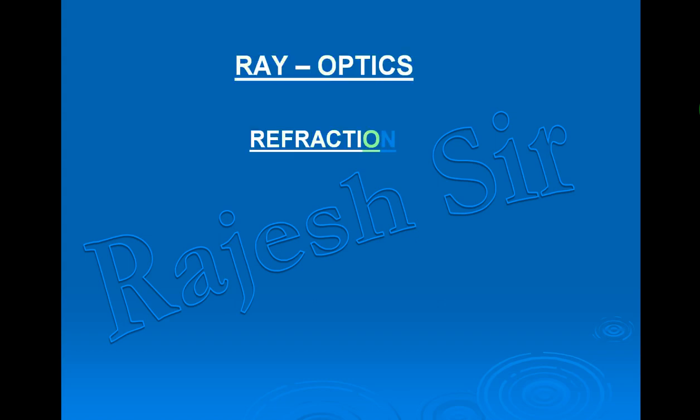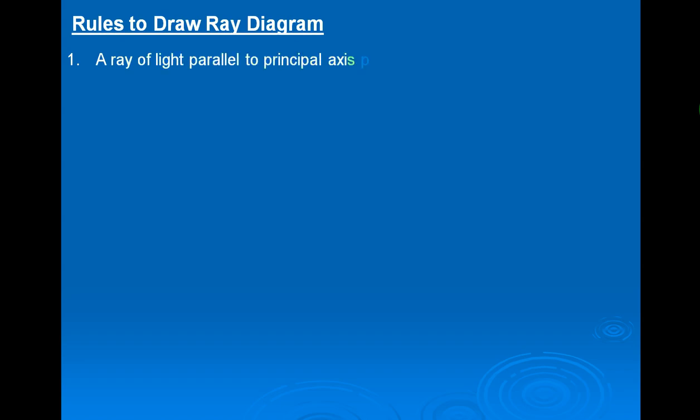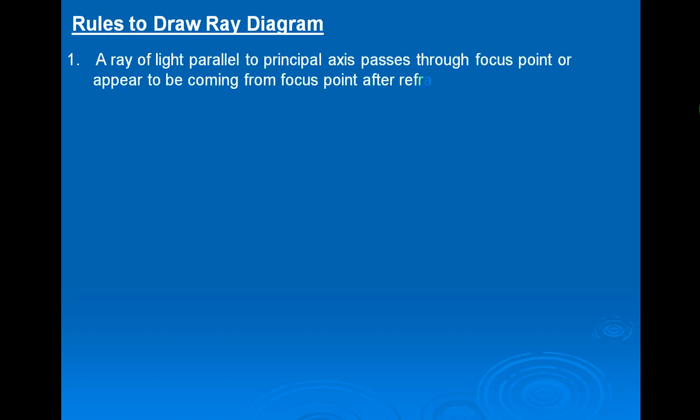So students, now we will discuss ray optics, refraction for lens, rules to draw ray diagram. Now, rules to draw ray diagram. First rule: any ray of light parallel to the principal axis passes through the focus point in case of a convex lens, or appears to be coming from the focus point in case of a concave lens, after the refraction, as shown below.